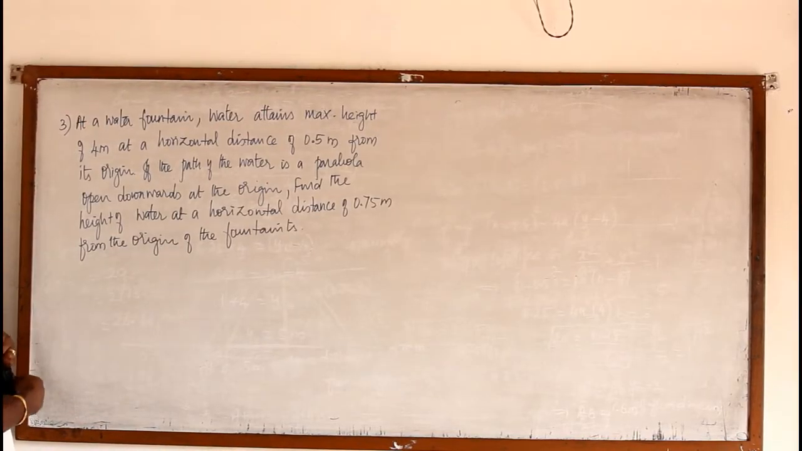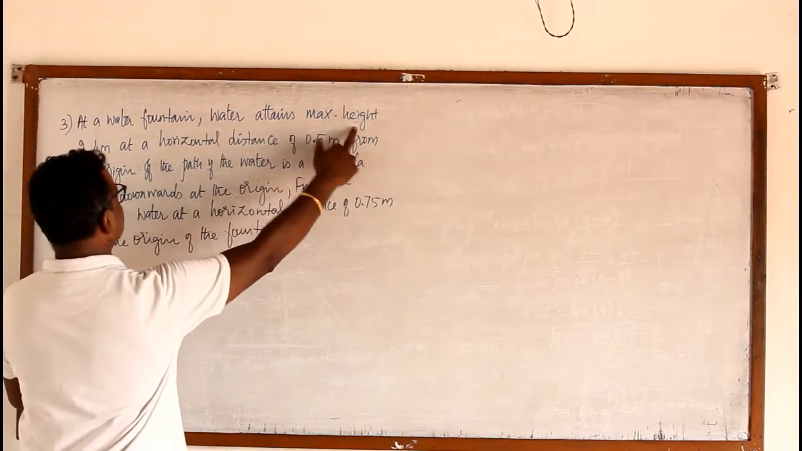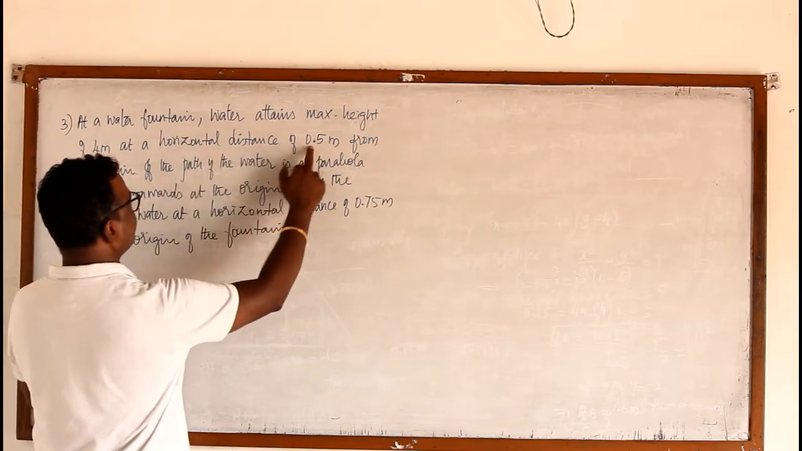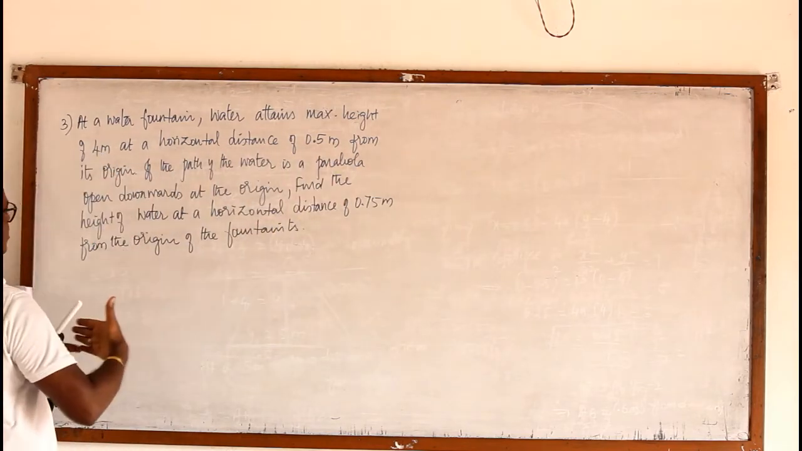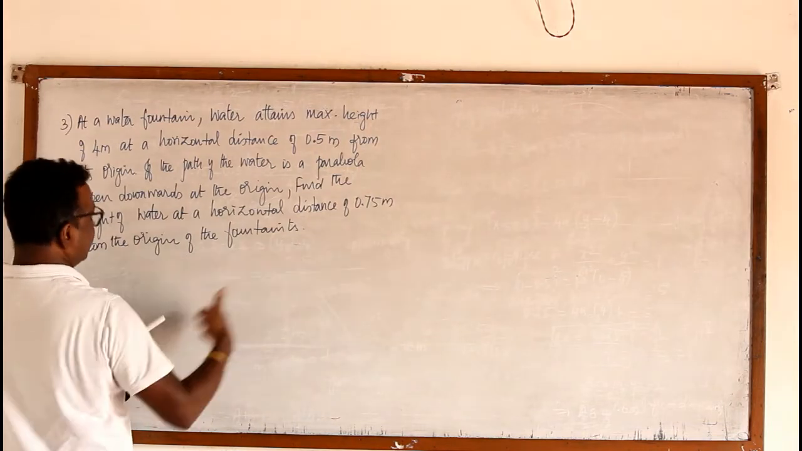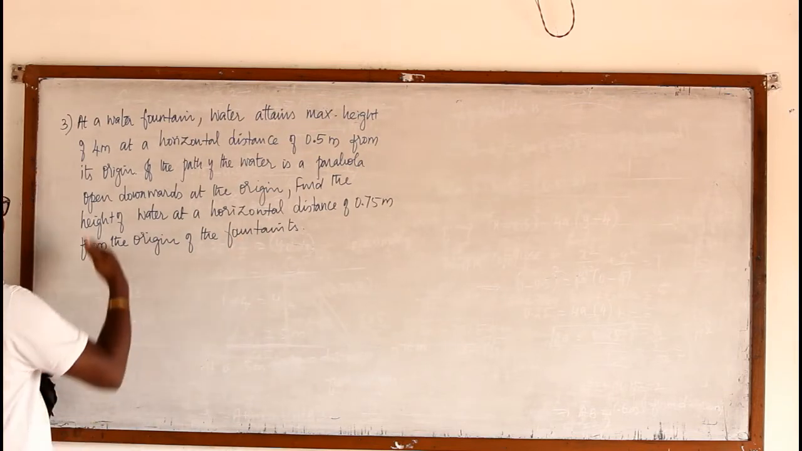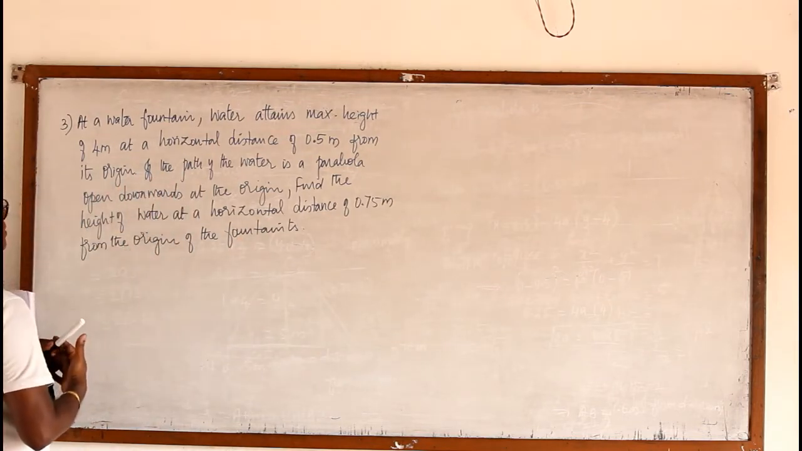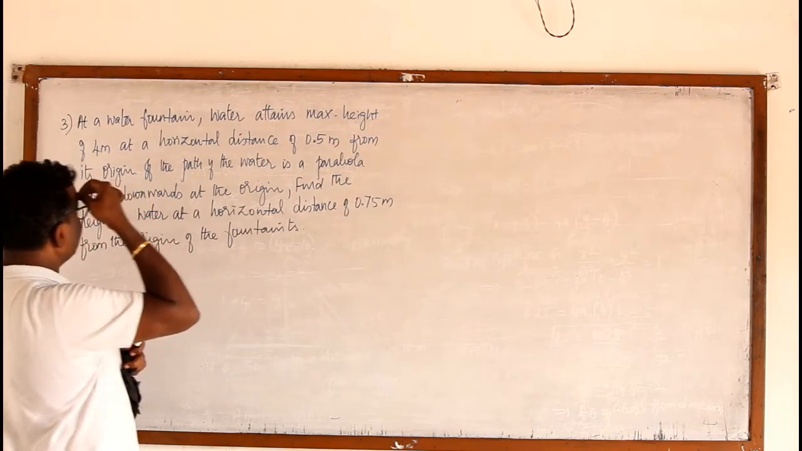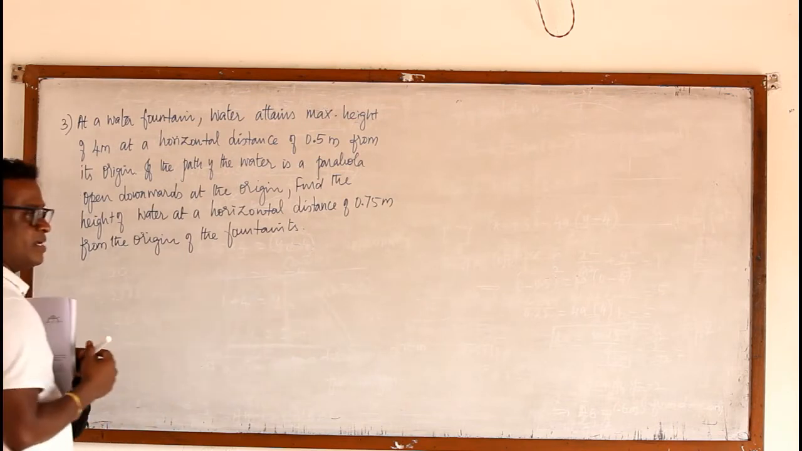Next we shall go to the third problem. At a water fountain, water attains a maximum height of 4 meters at a horizontal distance of 0.5 meter from the origin. So the fountain water is coming from the origin. If it is 0.5 meter, the height of the fountain is 4 meters. If the path of the water is a parabola open downwards at the origin, find the height of the water at a horizontal distance of 0.75 meter from the origin, they are asking.